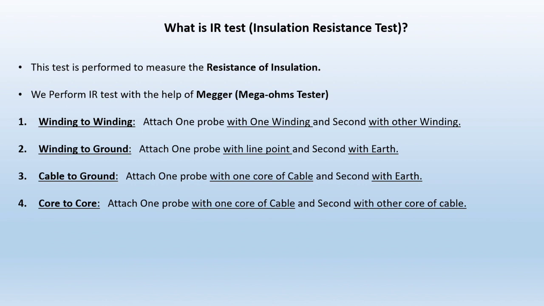The fourth one is core to core of the cable. There are three-core cables, four-core cables, and multi-core cables. You know the cores of multi-core cables or three-core cables are insulated from each other, meaning two cores are not connected with each other. So we will find the insulation between two cores or between three cores of one cable.